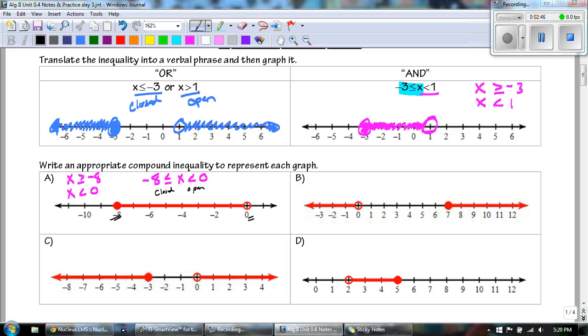Now our next one, I have x is less than 0 or x is greater than or equal to +7. So I'm looking at the points and it's telling me what to do. Why don't you try C and D on your own? Go ahead and pause the video and good luck.